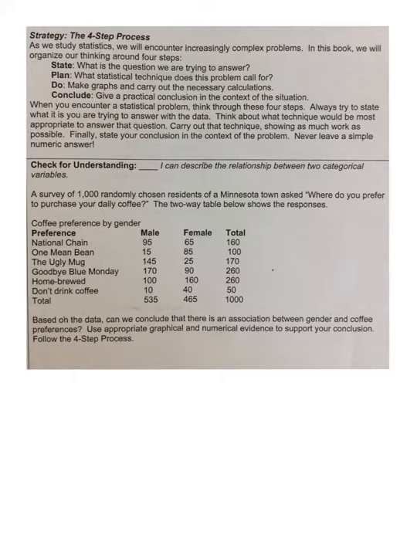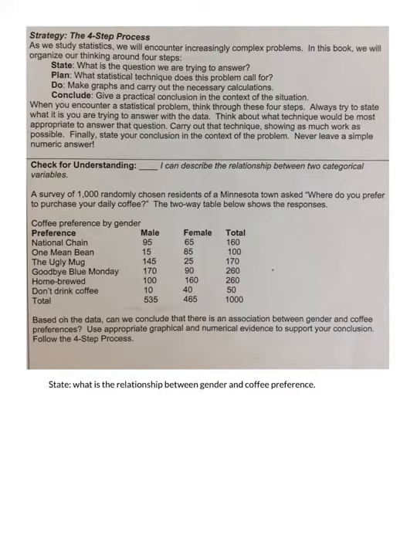Okay, we're going to try the state, plan, do, conclude right here for this question. Now we have a bunch of data based on males and females and whether they like different coffee chains or coffeehouses. So let's start with state. Hopefully you read the question, and I'm going to take a minute and write up what I think the state should be. And there it is. What is the relationship between gender and coffee preference? That's really what we're interested in.